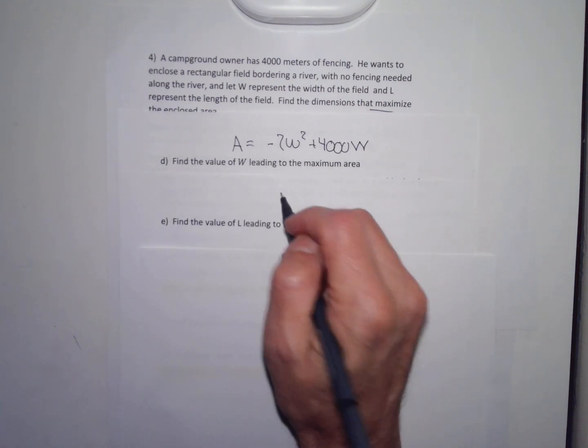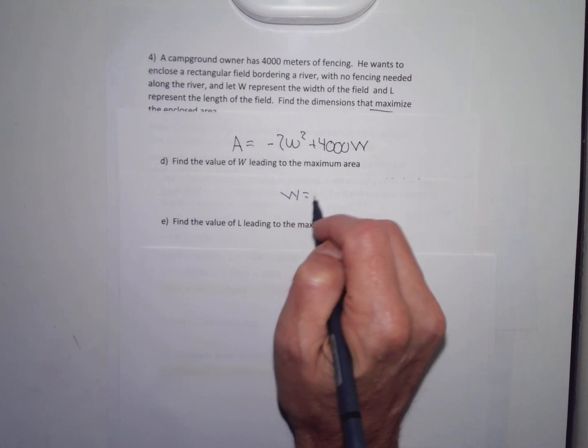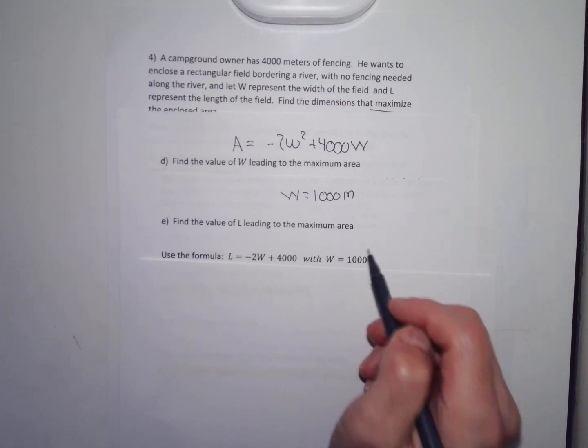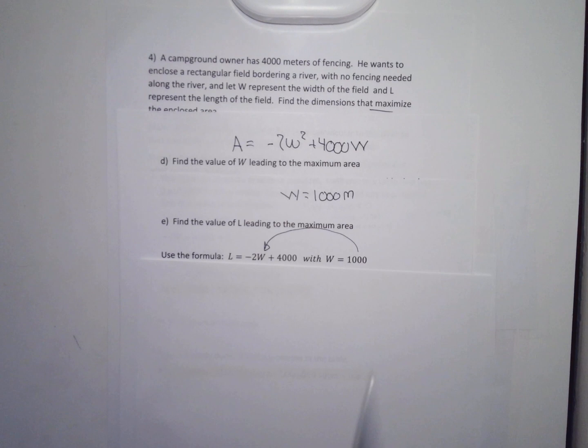Part E wants me to find the corresponding length. So my rectangle, I'm building two lengths, I'm building two widths and one length. I know that the width that I'm going to build is 1000 meters to maximize my area. I even know the area is 2 million square meters. I lastly need to find the length, and I'm just going to use the formula, the length equals minus 2w plus 1000 that I got in part A. And I'm going to take the 1000 and plug it in for the width.